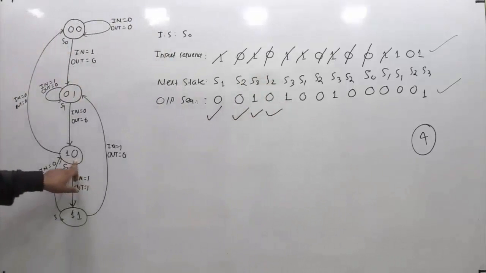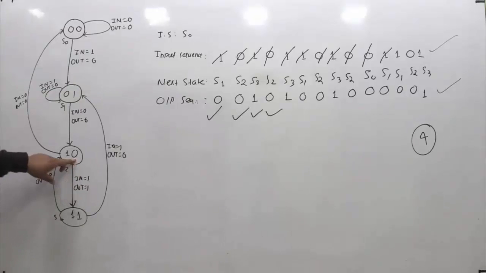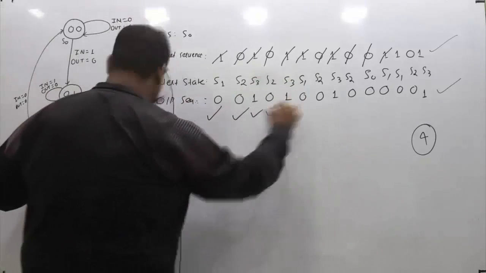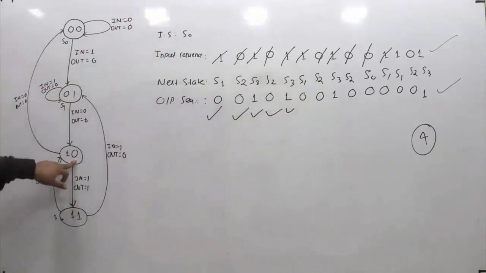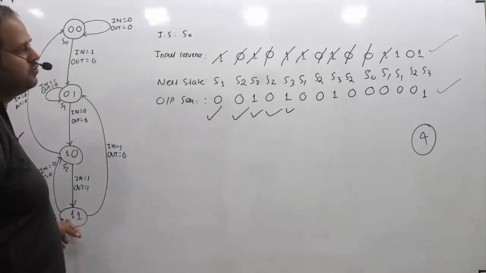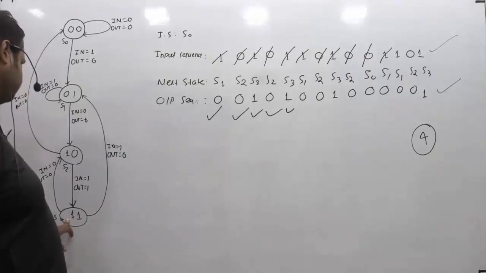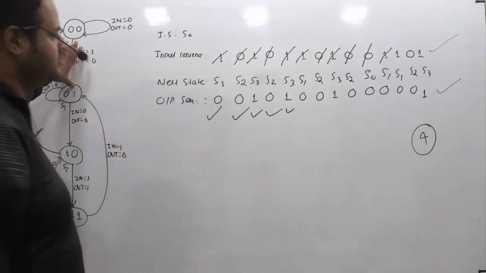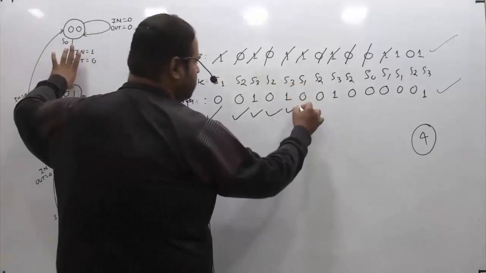So now you are at S2. The next input is 1. If you give the input 1, it is moving from S2 to S3 again with output equal to 1. So now you are at S3 and the input you are giving is 1. If you give the input 1, it is moving to S1 with output equal to 0.